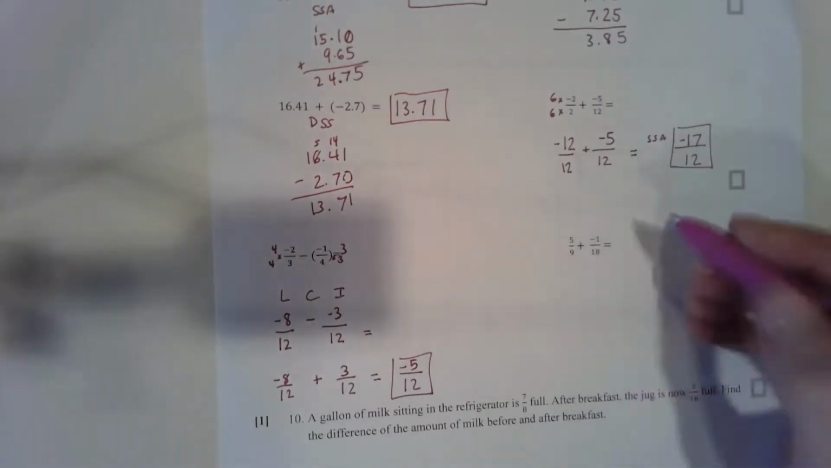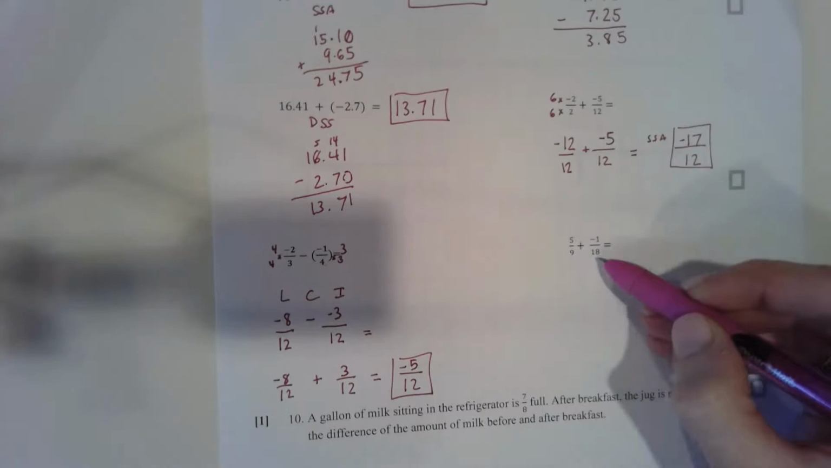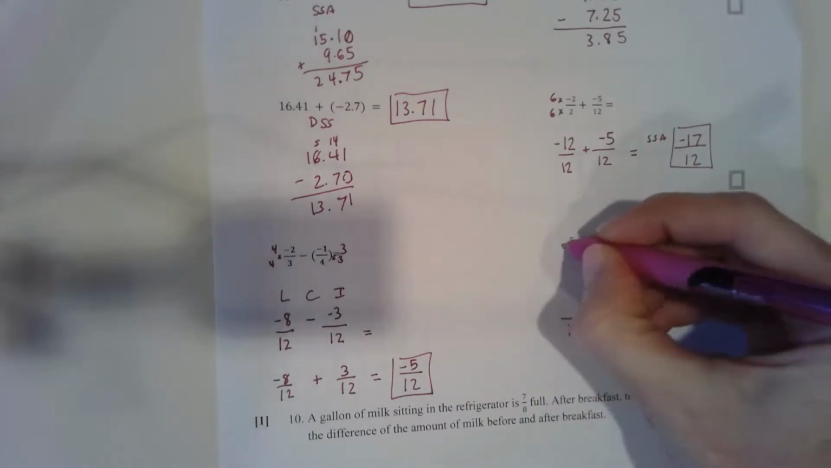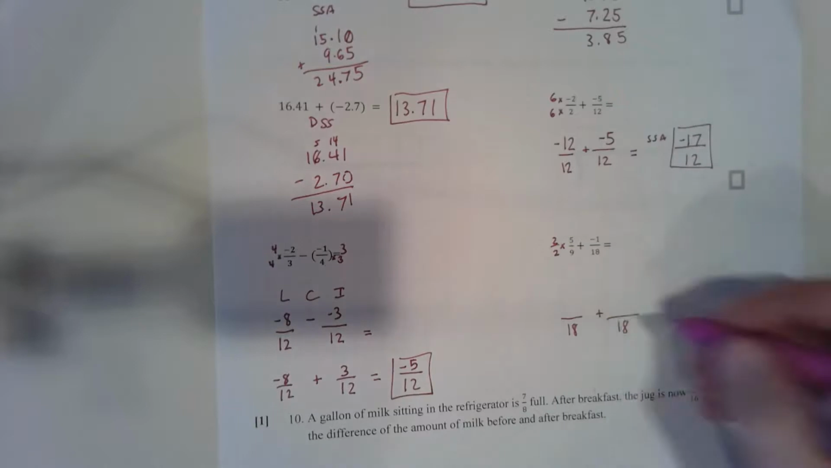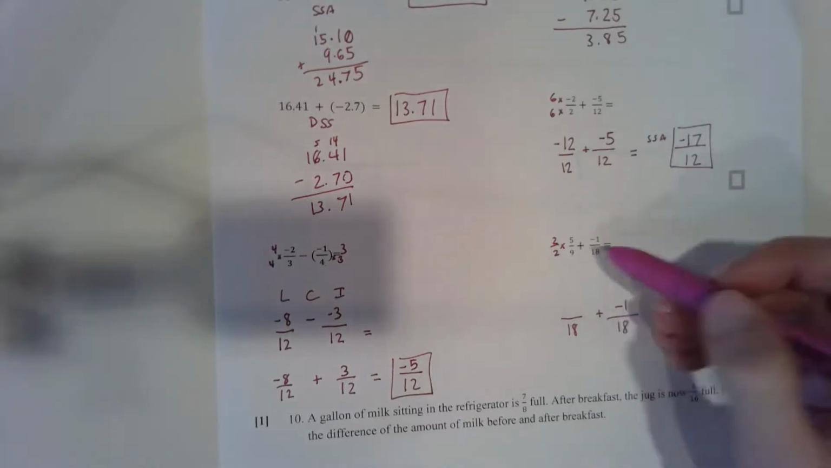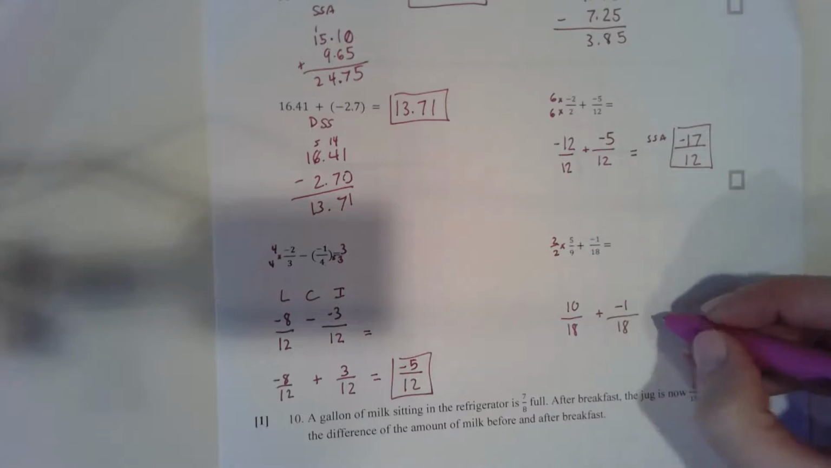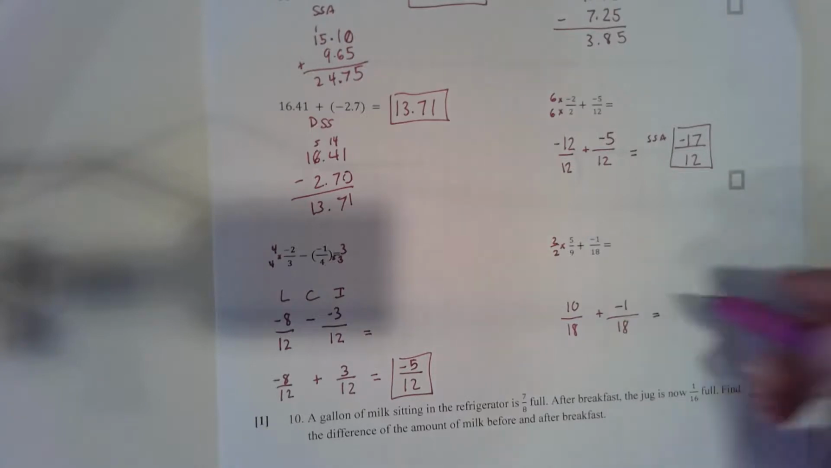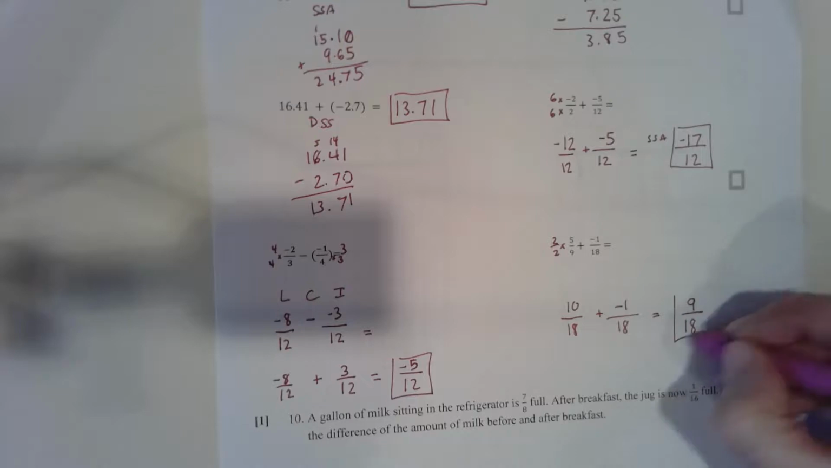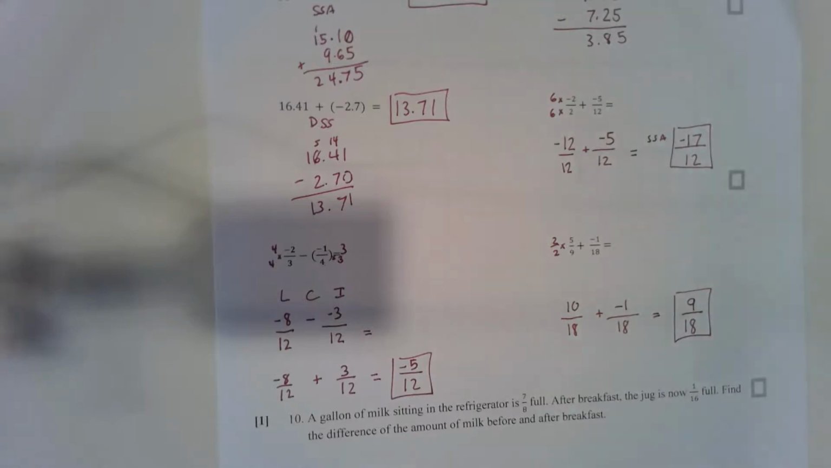Again, can I make 9 into 18 by multiplying? I actually can. I just have to multiply it by 2. So this second fraction will stay exactly the same. This first fraction will turn into 10 over 18. These are also different signs, so subtract. 10 minus 1 makes 9, and that will stay positive because 10 has a larger value than 1.